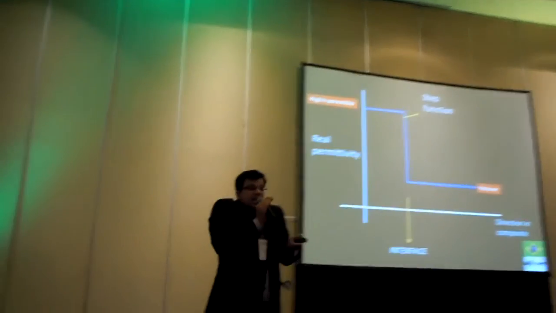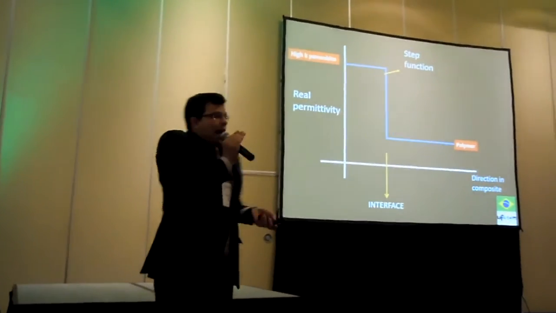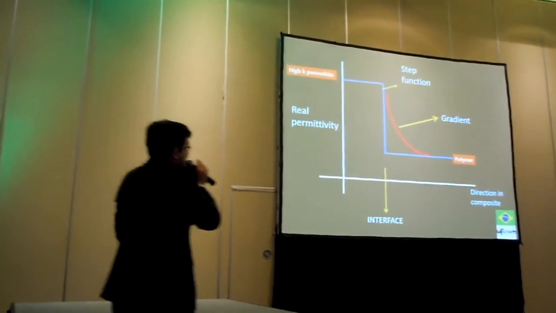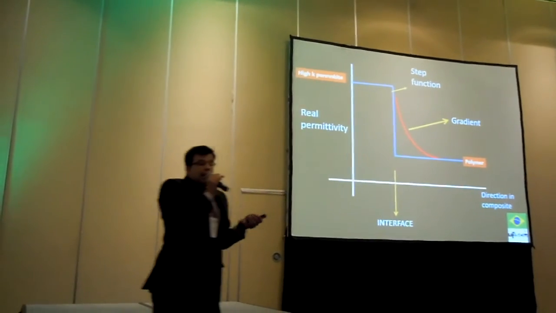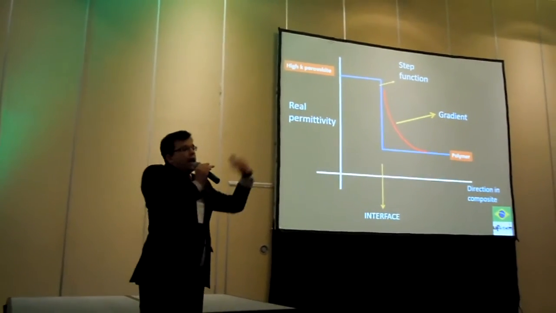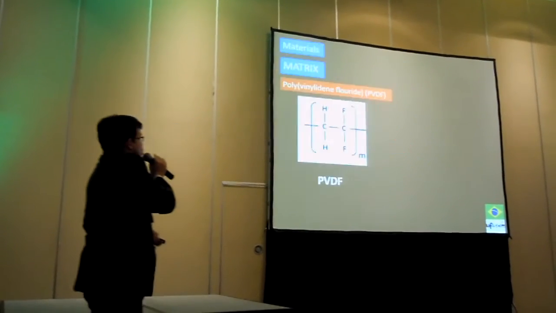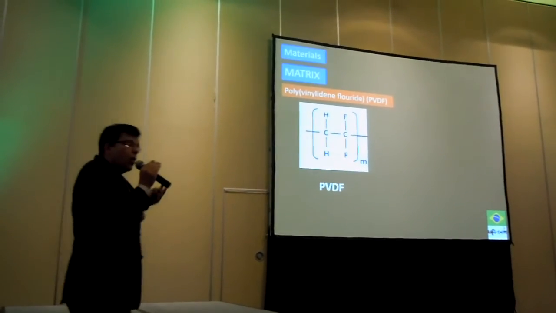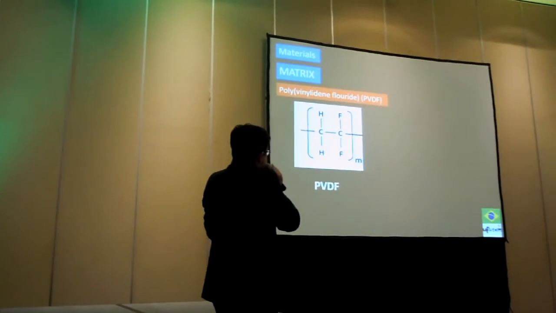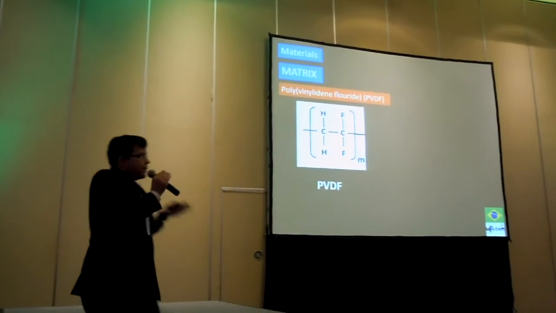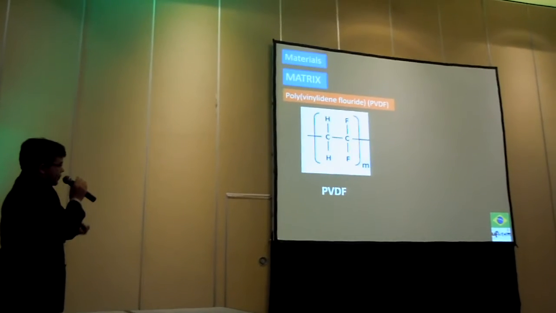But if we have an easy polarizability matrix, this decrease is going to happen as a gradient function. And in this way, the next particle will have a polarization induced. So for this reason, we chose PVDF, which is an easy polarizability matrix. This is the structure of PVDF.